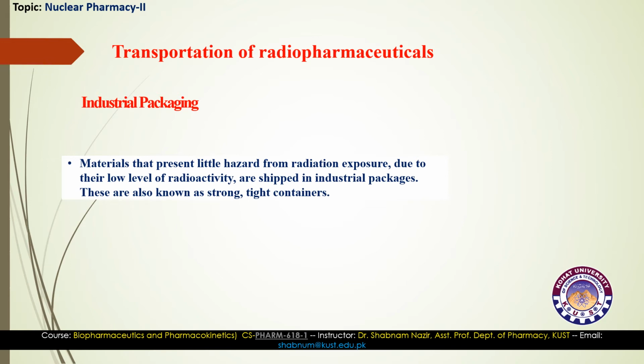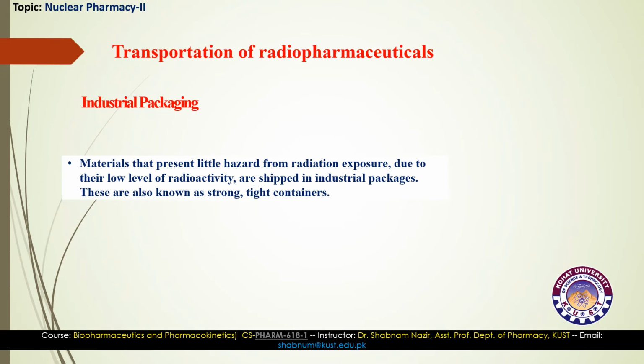Usually, the radioactive materials which are used in the radiopharmaceuticals are categorized in three main categories. The first one has a low level of radioactivity, the other one is higher, and then the third one is higher than that, and that is potentially extremely dangerous. So, the industrial packaging is used for the one which has a low level of radioactivity. So those are shipped in industrial packages.